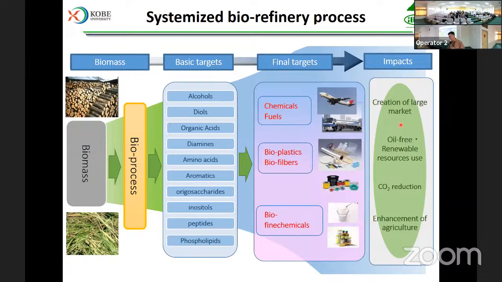And by this strategy, there are many good impacts, such as creation of a large new market, oil-free renewable resource strategies, carbon dioxide reduction in the atmosphere, and enhancement of agriculture. Now, in Japan, we have a big problem in agriculture because the population of farmers has decreased drastically. So by this strategy, we want to create new jobs in the agriculture industry. Anyway, there are many good impacts by these strategies.